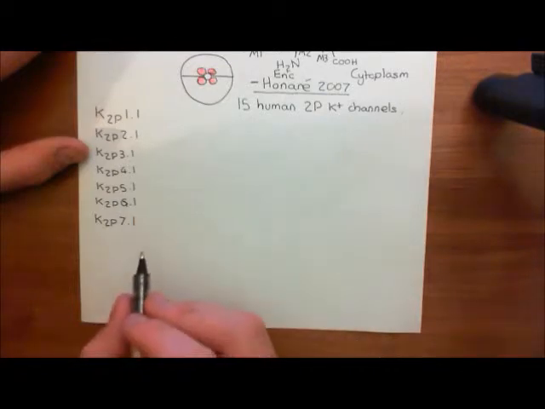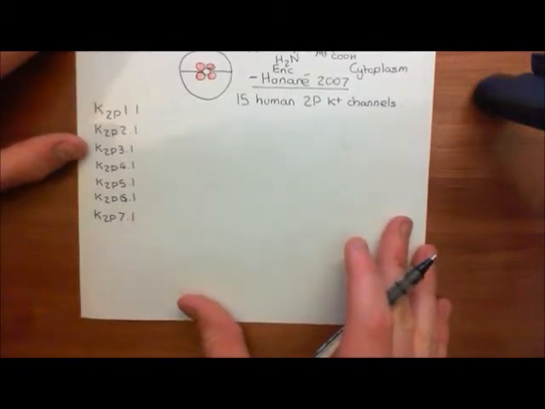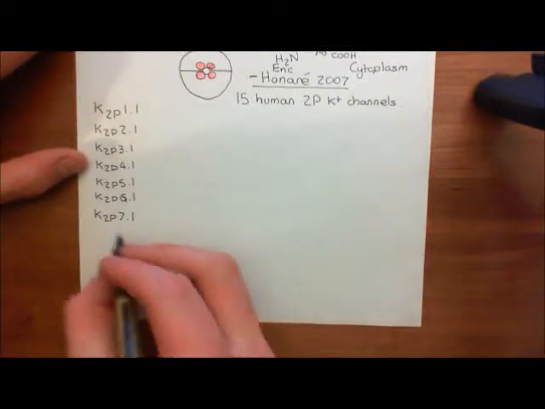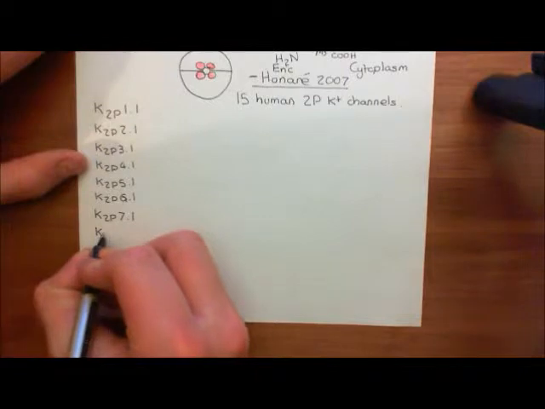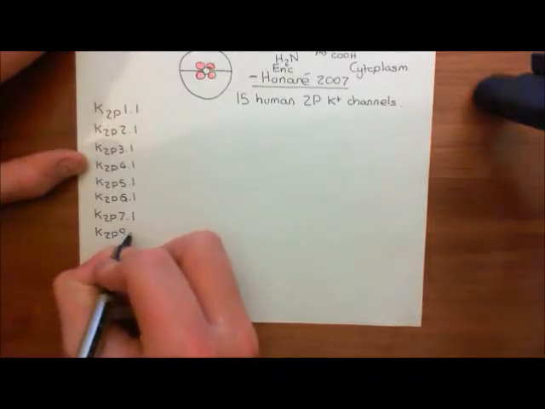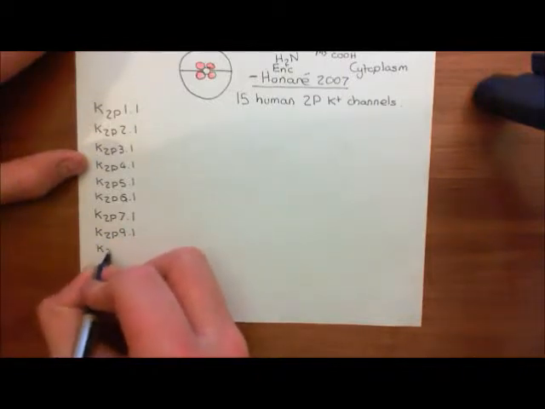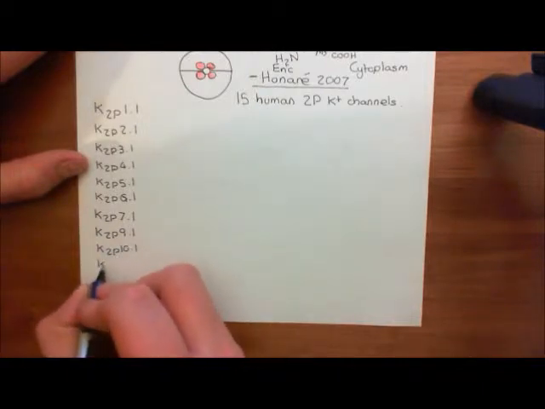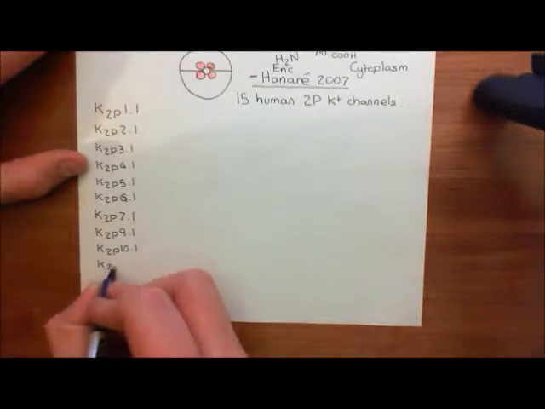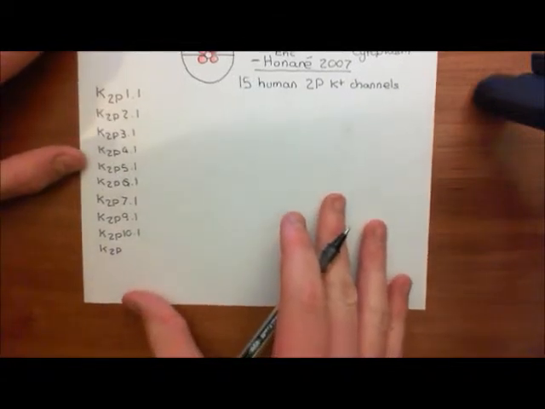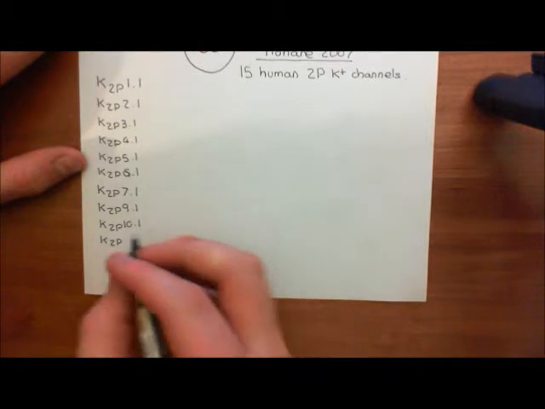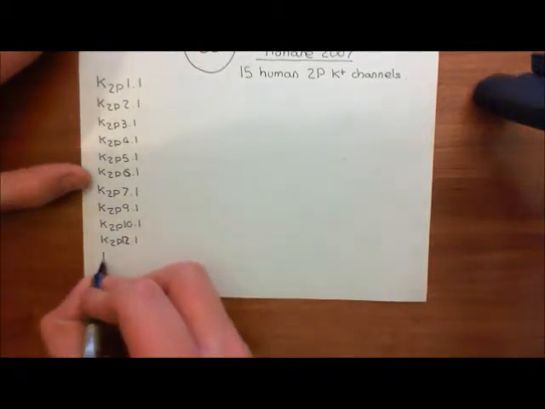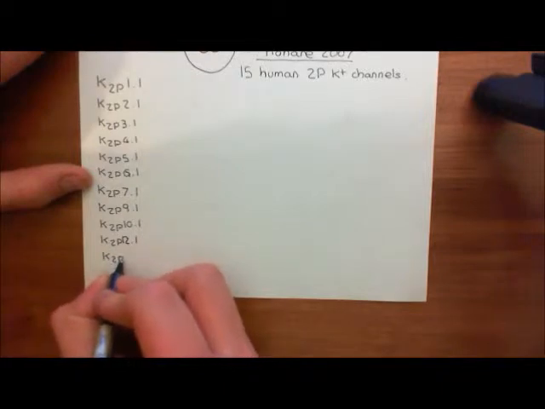Okay, however, there is no K2P 8.1, at least not in humans, so I'm going to leave out K2P 8.1 and we'll go straight on to K2P 9.1. Okay, then we've got K2P 10.1, K2P 11, actually no, there's no K2P 11.1, sorry. We go straight past 11 up to 12, so there is K2P 12.1, okay, then there is K2P 13.1.